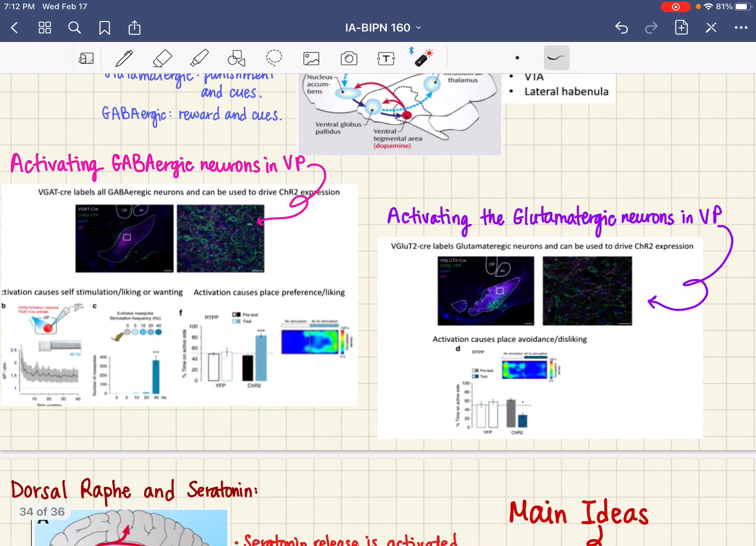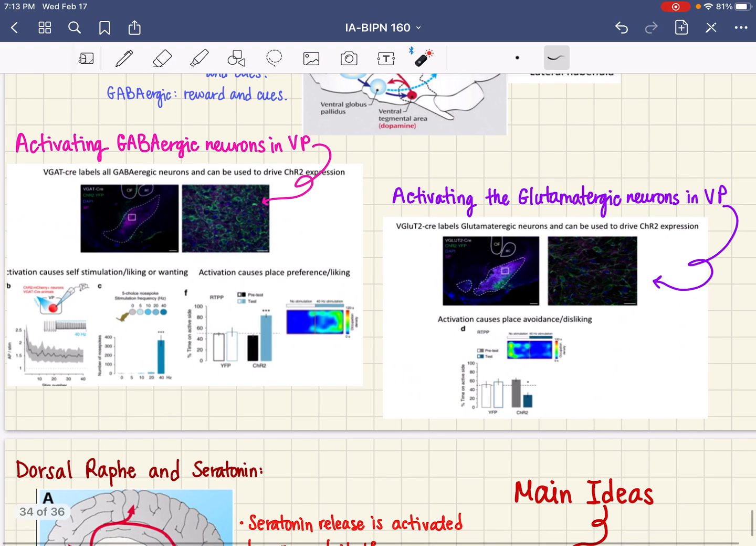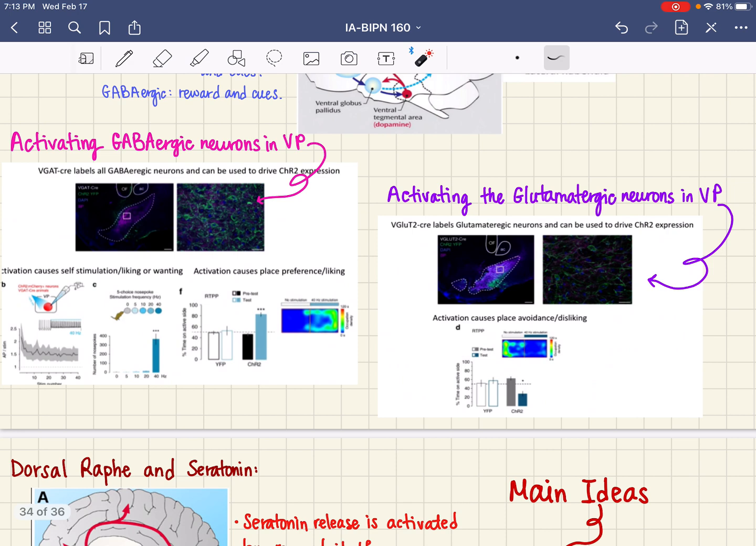Now that we have channel rhodopsin in the GABAergic neurons, then we can stimulate the GABAergic neurons by shining a light on the channel rhodopsin. So that's exactly what they did. They made different areas for the mice to be able to poke their head in, and in the different holes, they would shine a different frequency of light. And the higher the frequency of light, the more channel rhodopsin you would activate in the brain of the mouse.